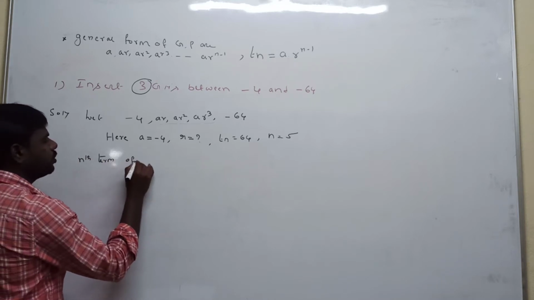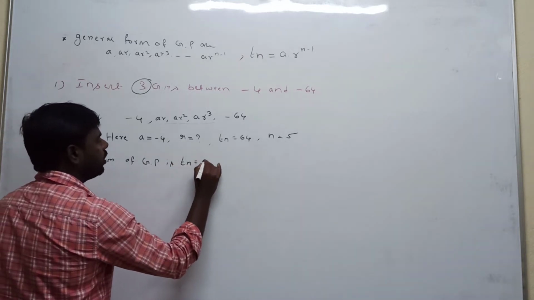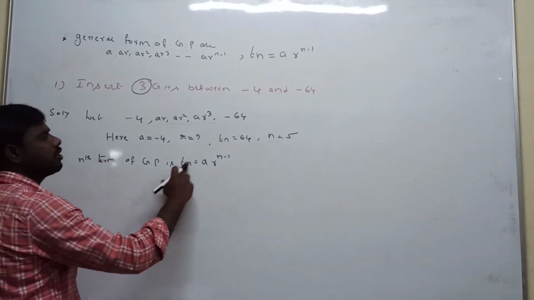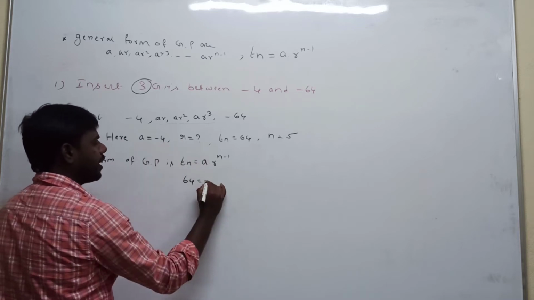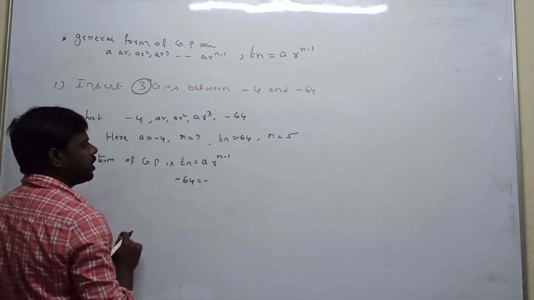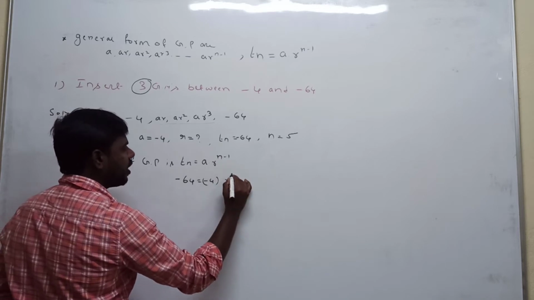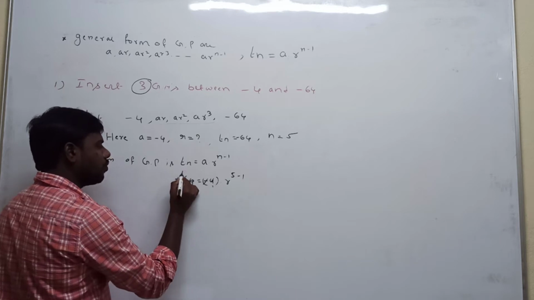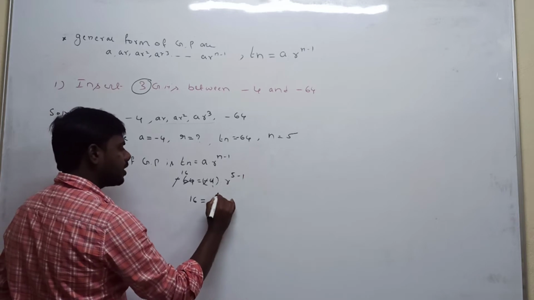The nth term of a geometric progression is Tn is equal to A into R to the power of n minus 1. The nth term is the last term value. Sorry, the nth term value is minus 64, and the A value is minus 4. So minus 64 is equal to minus 4 into R, and the n value is 5 minus 1. Now minus minus gets cancelled. 4 on the 4, 16. So now we get 16 is equal to R to the power of 5 minus 1, which is 4.